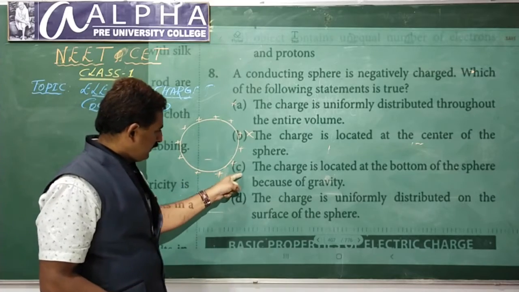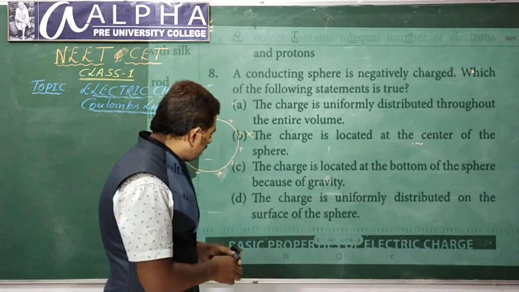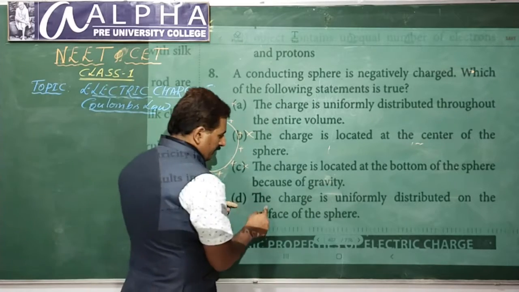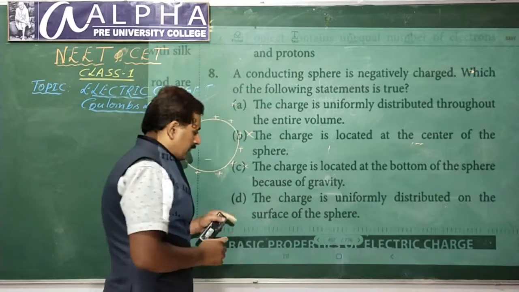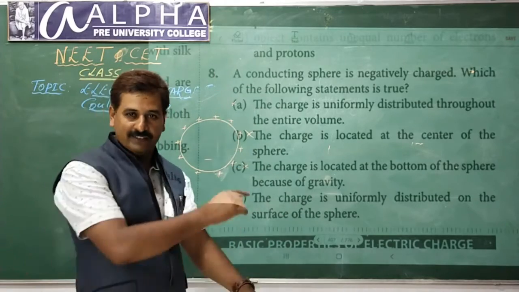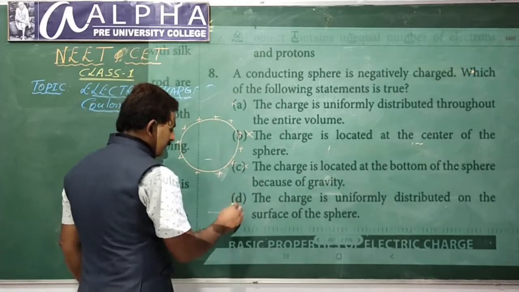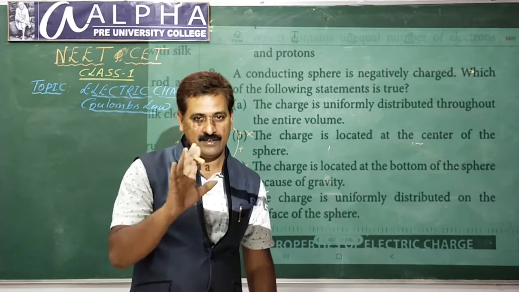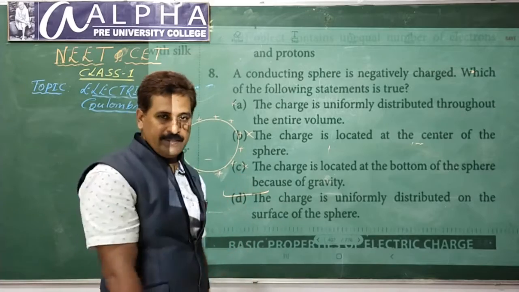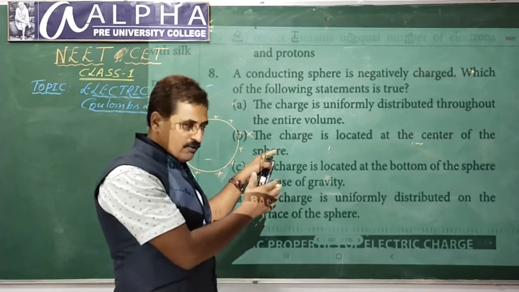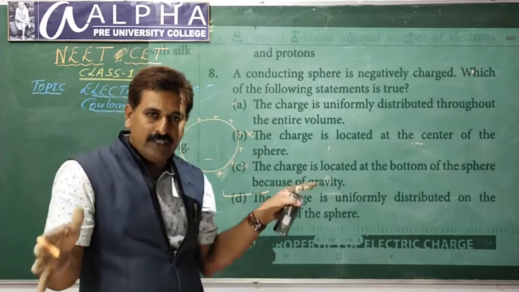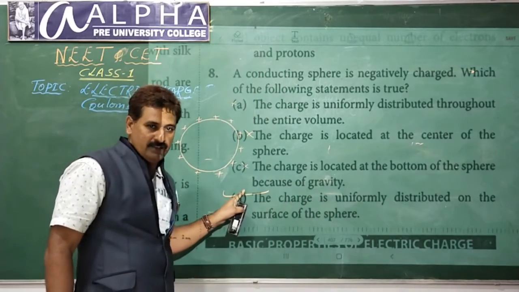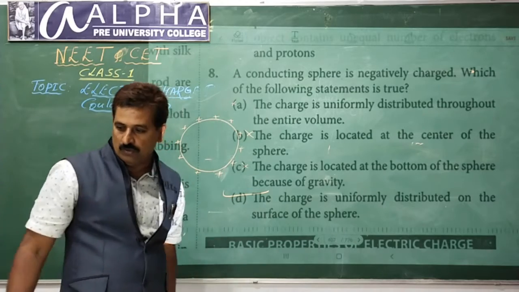Look at option C. The charge is located at the bottom of the sphere. No, the same explanation. This is also wrong. D. The charge is uniformly distributed on the surface of the sphere. That is correct. Charges will be on the surface of the sphere. You go for option D. Right? Very, very simple. This is again a knowledge-based question. If you have gone through the material or textbook, you can answer this. That's it. Now I'll go to the next question.